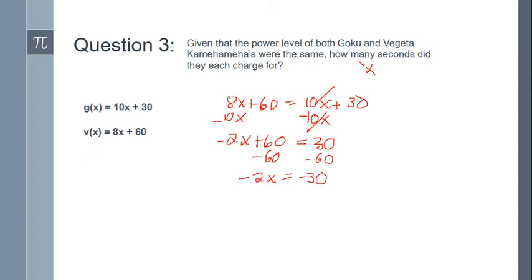So we've solved these type of equations before, right, in Unit 1. This is just called a linear equation in one variable. So I'm going to go ahead and divide both sides by negative 2 to isolate the x. Remember, this means multiply, and so the opposite is division. And a negative divided by a negative is a positive, so we get that x is 15. So in this case, they were charging their Kamehamehas for 15 seconds.